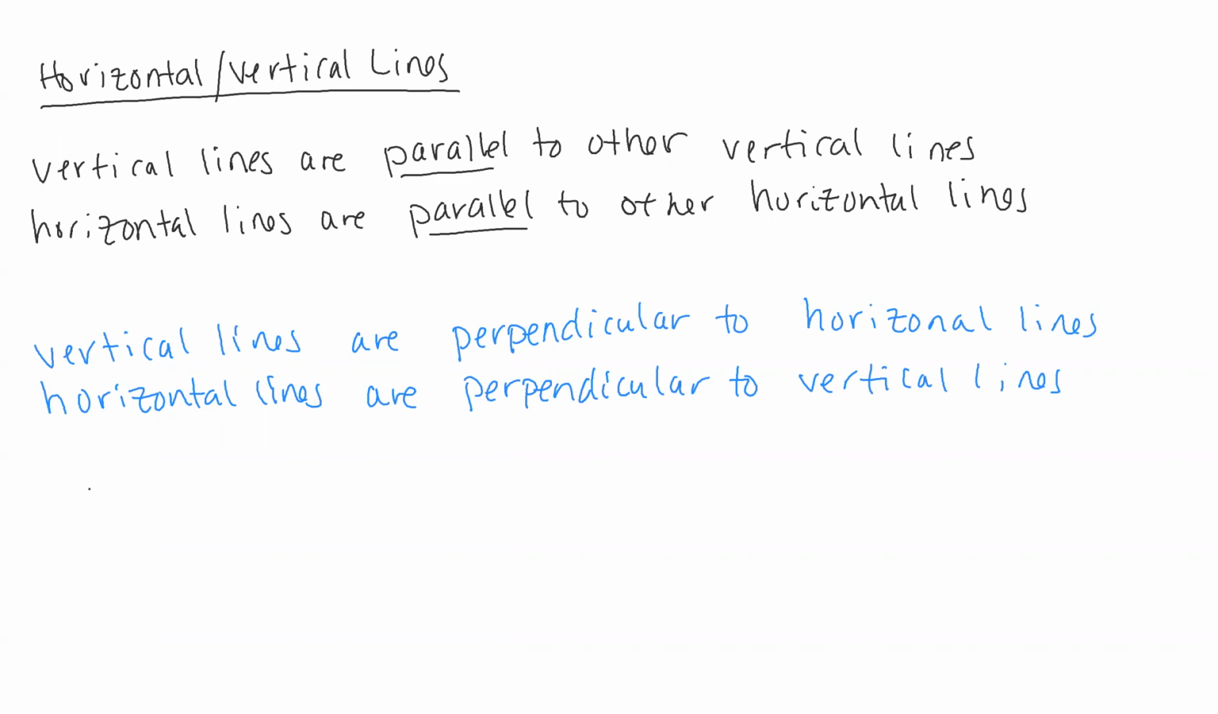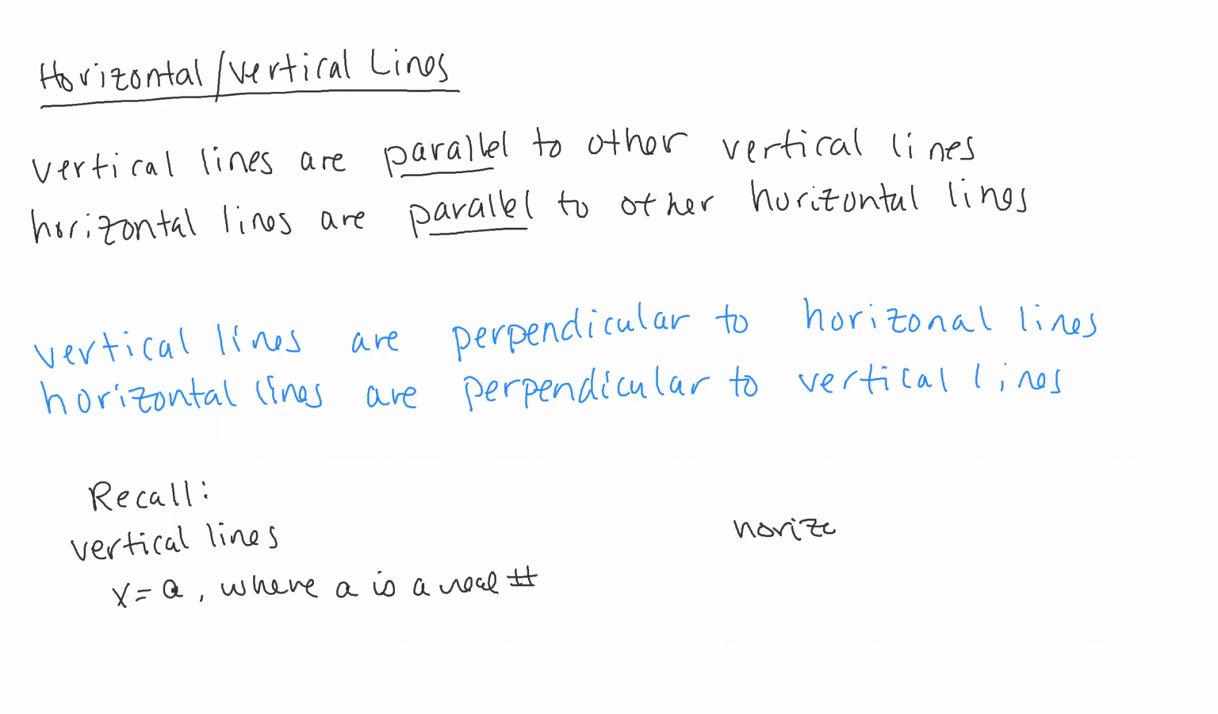And then I'm going to also do a recap. Vertical lines are of the form x equals a, where a is a real number. And then horizontal lines are of the form y equals b, where b is a real number.